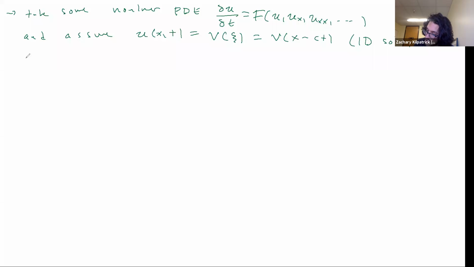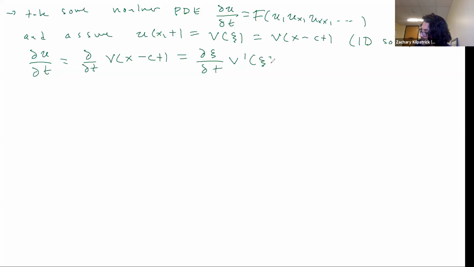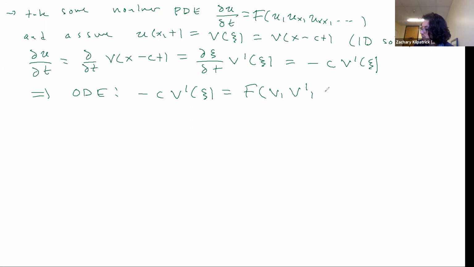Now, what does that do? Well, if we look at du/dt in that case, what that means is that we have d/dt of v(x minus ct) now, okay? So that's going to be equal to d psi/dt, and then v prime of psi, which is equal to minus c v prime of psi, okay? And so this means that we have the following ODE. We just have an ODE that looks like minus c v prime of psi is equal to f of v prime, v double prime, etc. Okay.